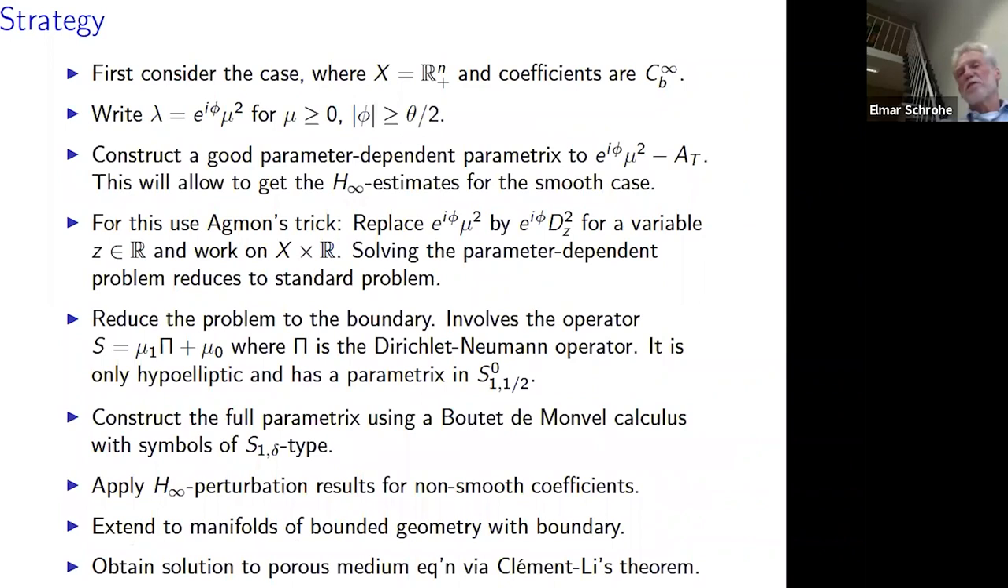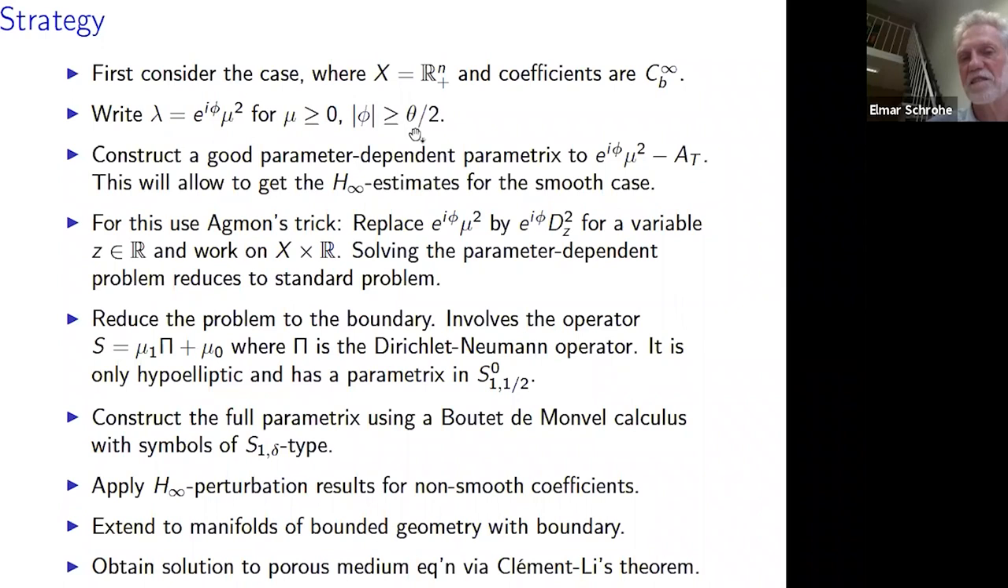So we want to show that our operator has a bounded H infinity calculus. What we do is we start with the simplest possible situation, namely when our space is the upper half plane, R^n plus, and the coefficients are smooth and bounded in all derivatives. And then we look at the spectral parameter as an additional covariable. Very often this is called Agmon's trick. So we convert lambda to mu squared, and then we have a complex phase here, e to the i phi. And so this is just a square root of lambda. So here mu is positive and the argument phi is larger than theta over two.